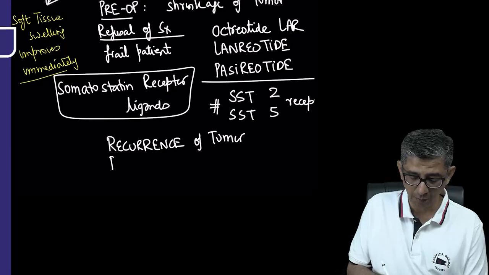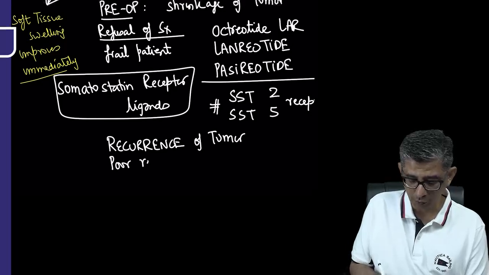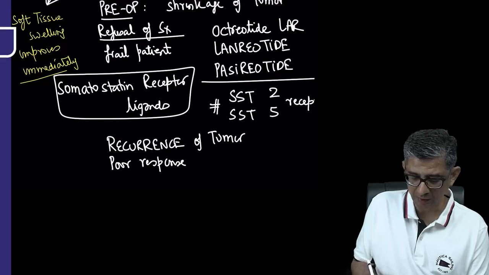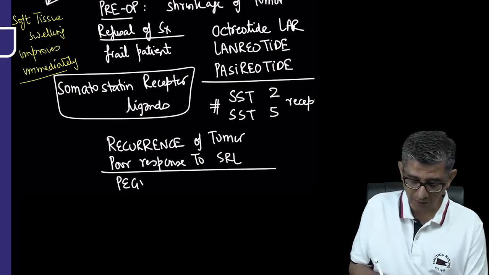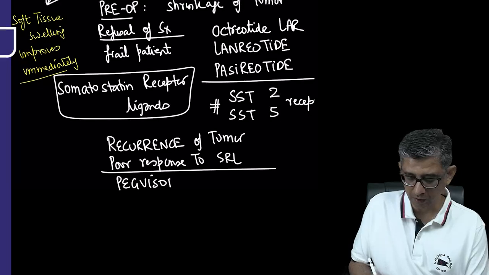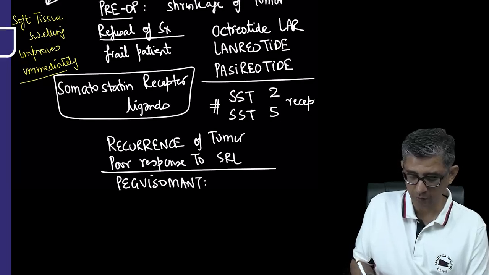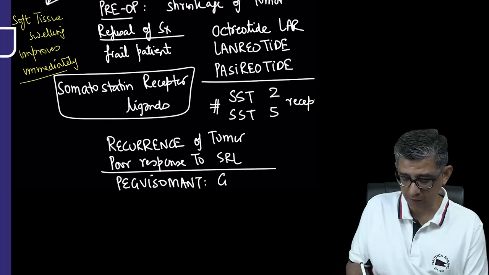So if you're having poor response to the SRLs that I just explained to you, or there is a recurrence of a tumor, then you could be using another drug, which is pegvisomant. The mechanism of action of pegvisomant, from pharmacology, would be that it will block growth hormone receptors per se.